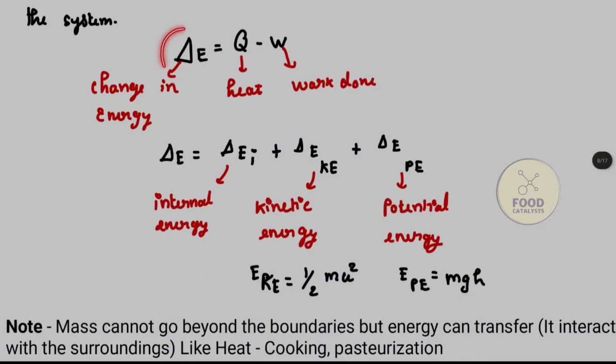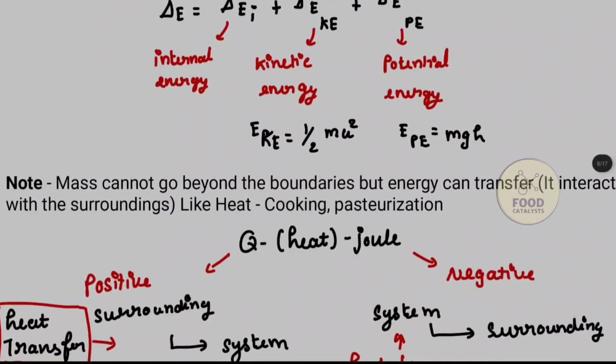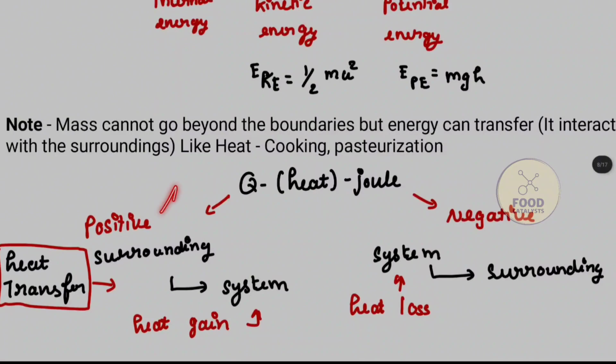Okay, now we have debunked the change in energy. Now let's talk about Q. Q is the heat, and the unit of heat is joule, and there can be positive heat or negative heat. What I mean by that? Simple. Positive heat is when the heat is transferring from the surroundings to the system.